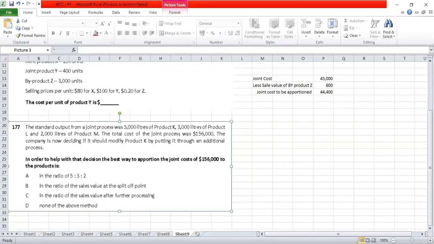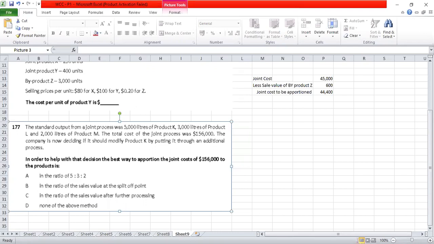The company is now deciding if it should modify product K by putting it through an additional process. In order to help with that decision, the best way to apportion the joint cost of 156,000 to the product is... See, if it was only based on what is the method adopted to apportion the joint cost, this kind of looks like a logical question.